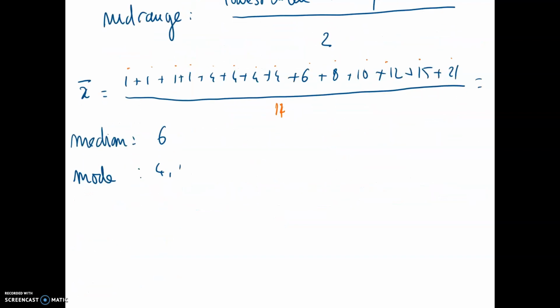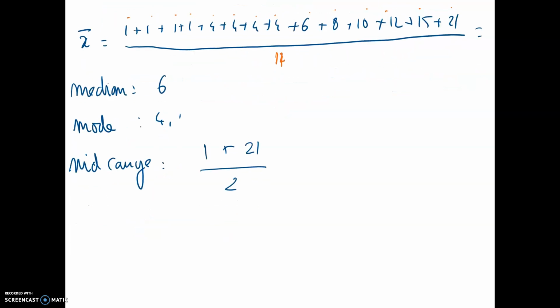And finally, the mid-range. Now I'm going to calculate the mid-range. To calculate the mid-range, I'm going to take the lowest, which is 1, plus the highest, which is 21, and then I'm going to divide by 2. So I end up with 11, because we got 22 divided by 2.